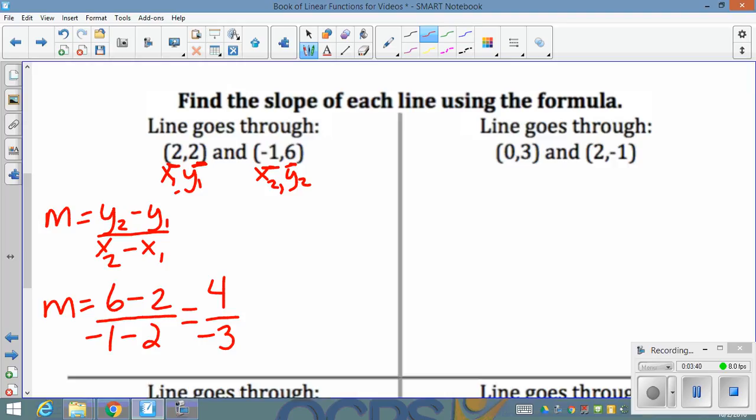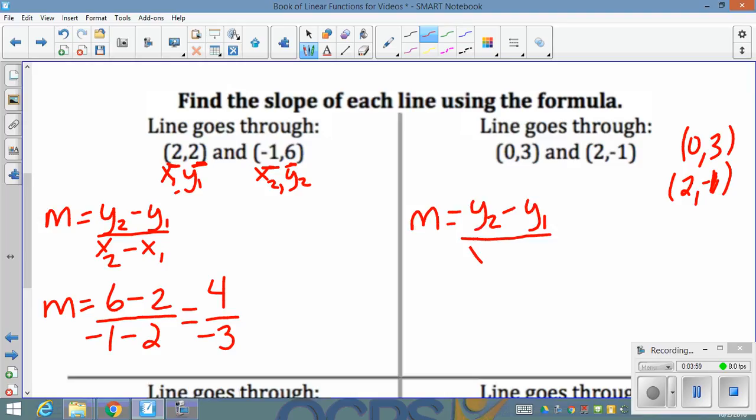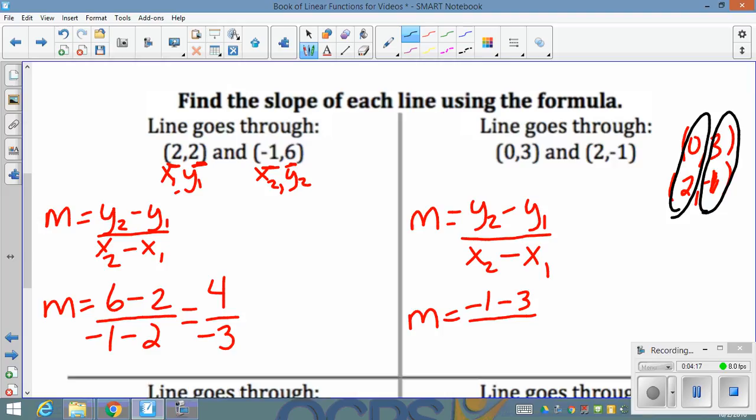Now, some people like to rewrite. Let's go look at example 2. Some people like to rewrite their points stacked on top of each other. I actually learned this trick from one of my students because it helps them to set up for their y2 minus y1 over x2 minus x1. I'll show you what I mean. When I do y2 minus y1, I'm going to do negative 1 minus 3. And when I do x2 minus x1, I'm going to do 2 minus 0.